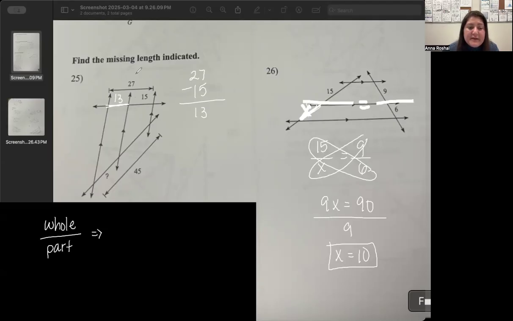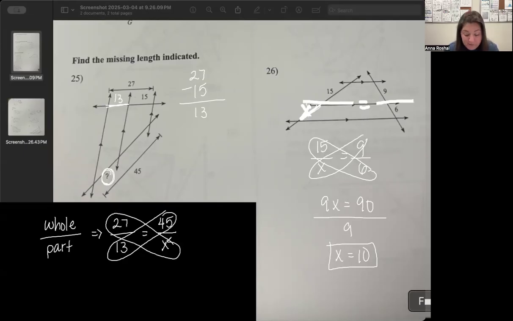So what does that mean for this side? I can say the whole line is actually 27 units and part of the line is 13 units. The reason why I'm choosing 13 is because this is where my unknown length is, and I want that section to be in my unknown. And then in here, I know that this portion is 45, so I'm going to go 45 over x. And again, I'm just going to cross multiply.